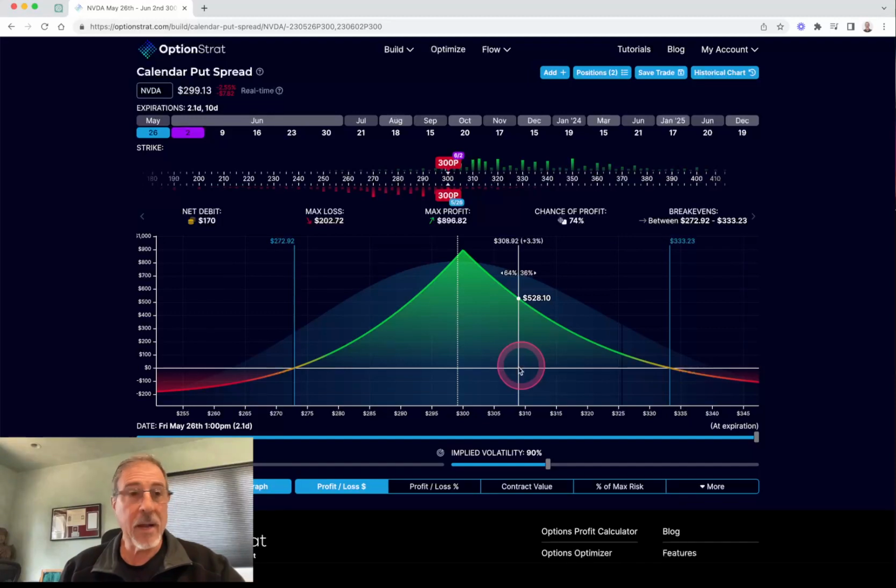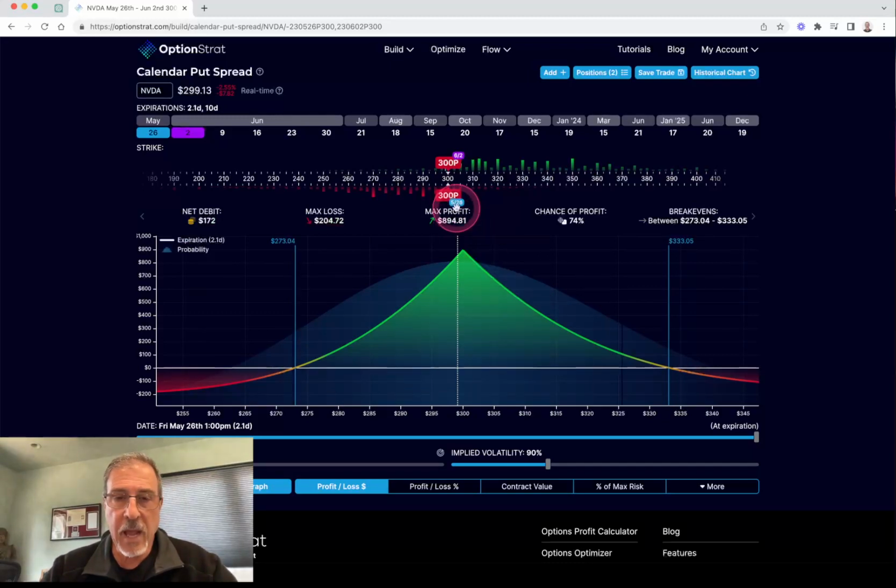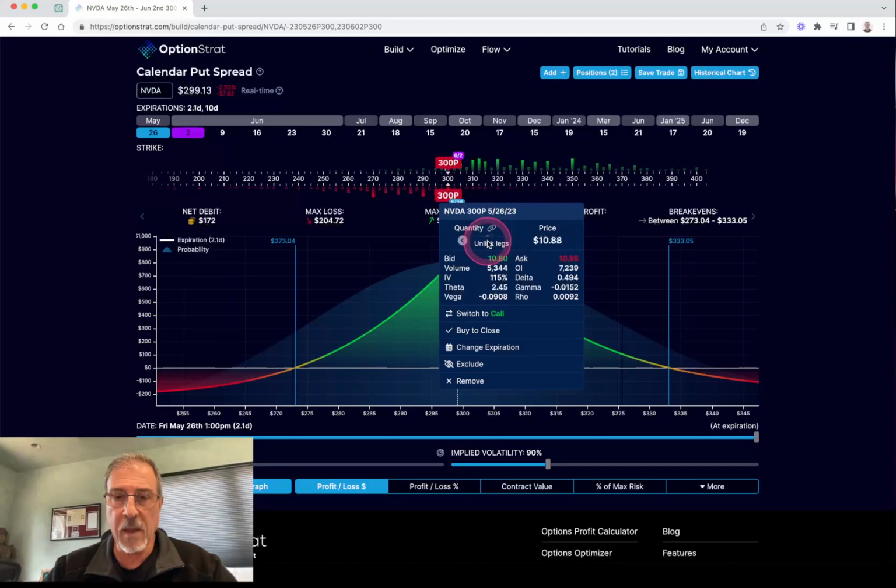The window on an iron condor, for example, or a butterfly is fixed because all of the options expire in the same expiration period. In the case of a calendar, we're dealing with two different expirations. So we're going to sell a put. This put is a 300 put, and it expires this Friday. And then we're going to buy a put, the exact same strike, that expires next Friday.